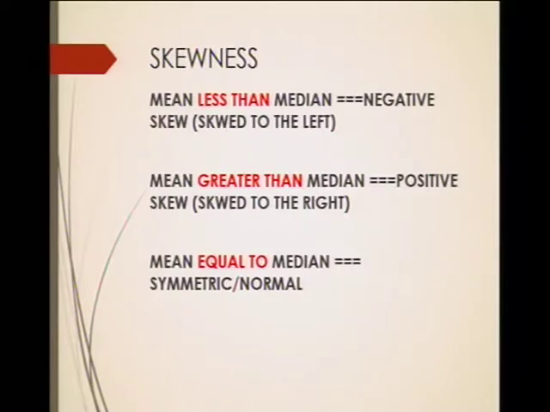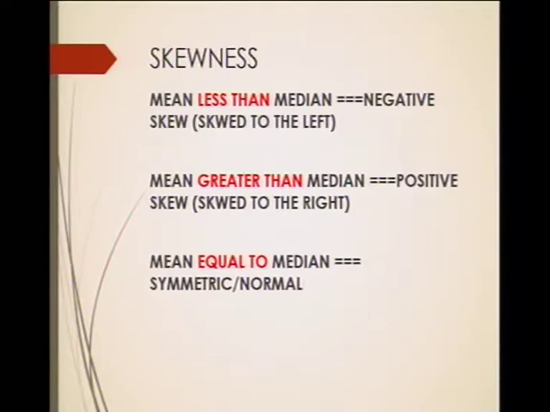And then they always ask, comment on the skewness of the data. For you to comment on the skewness of the data, you have to compare the mean with the median. If the mean is less than the median, then the data is skewed to the left or negative skew. If the mean is greater than the median, it's positive skew or skew to the right. If the mean is equal to the median, then you say it's symmetric or normal.